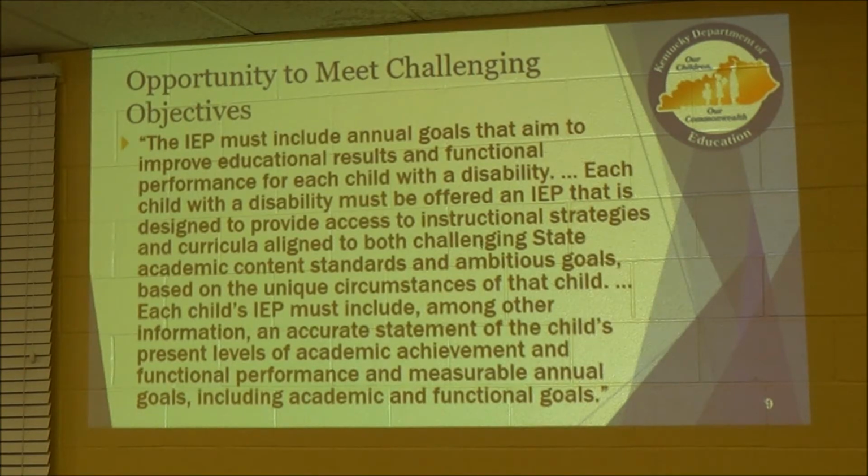So each child's IEP must include, among other things, an accurate statement of the child's present levels of academic achievement and functional performance and measurable annual goals, including academic and functional goals. Those present levels of academic achievement, I'm happy that the department focused on those. They were called out slightly in the opinion, but that's really important because that's kind of the starting point in our IEP document, what the present levels are. So if we just say, little Johnny doesn't read on grade level, well, that doesn't really tell us much. It's not a really good statement of current academic achievement.